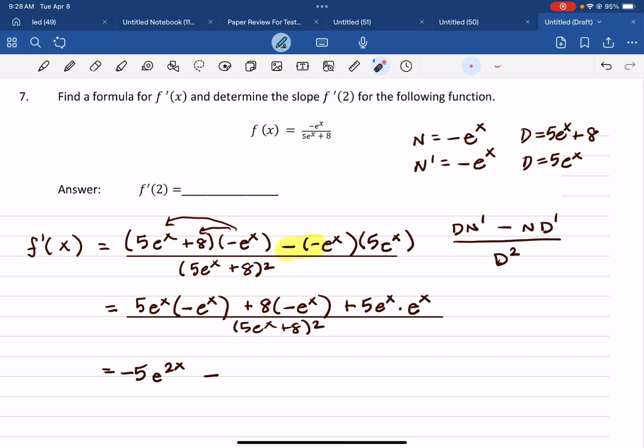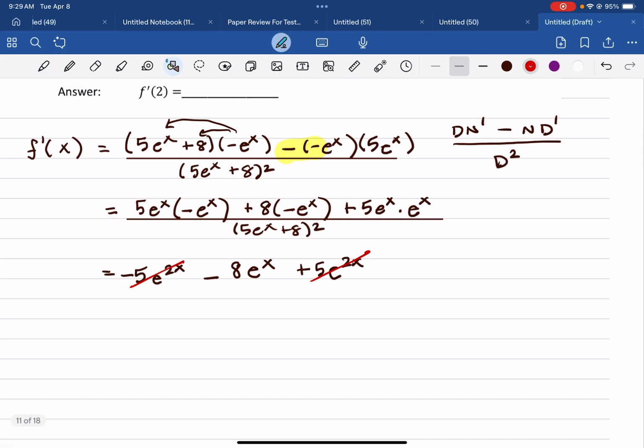Now I'm going to do this term. A positive times a negative is a negative. That's minus 8e to the x. And here I have a plus 5e to the 2x, and those are opposites, so they add to 0. I don't want to forget my denominator here of 5e to the x plus 8 squared.